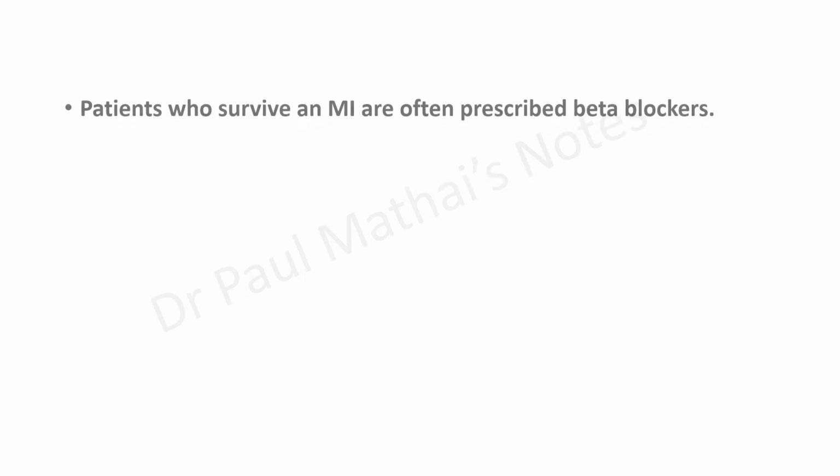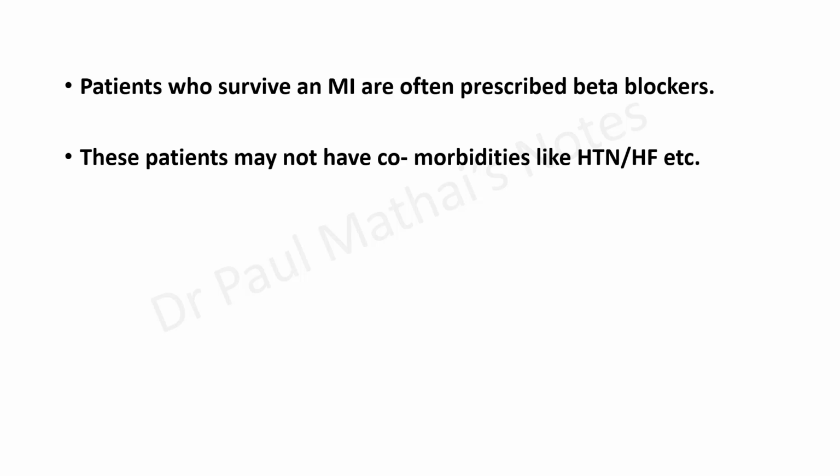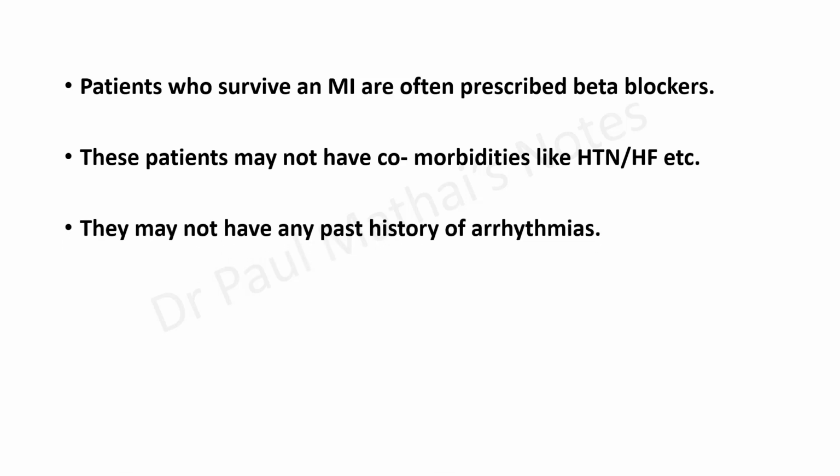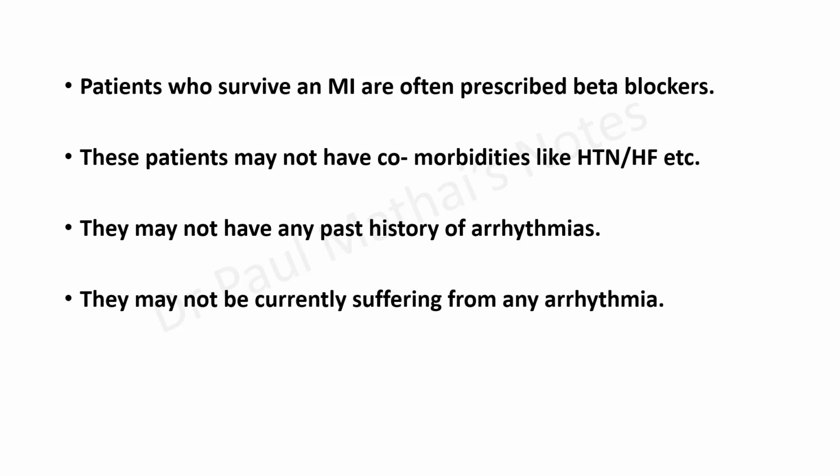Now, in the case of acute coronary syndrome, patients who survive an acute coronary syndrome are often prescribed beta blockers, and this is true even if they do not have any comorbidities like hypertension or heart failure. They may not have any past history of arrhythmias, and they may not be even currently suffering from any arrhythmia. Then why administer beta blockers to these patients?